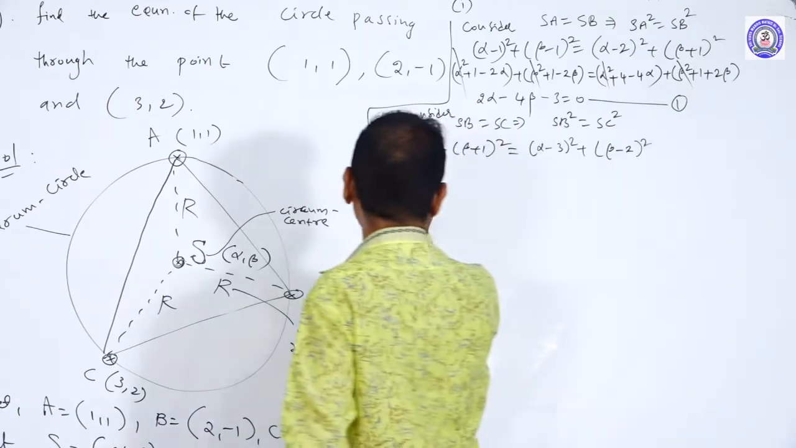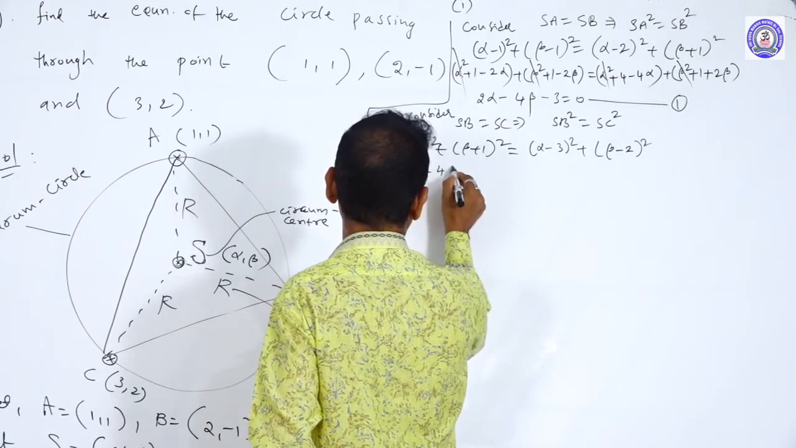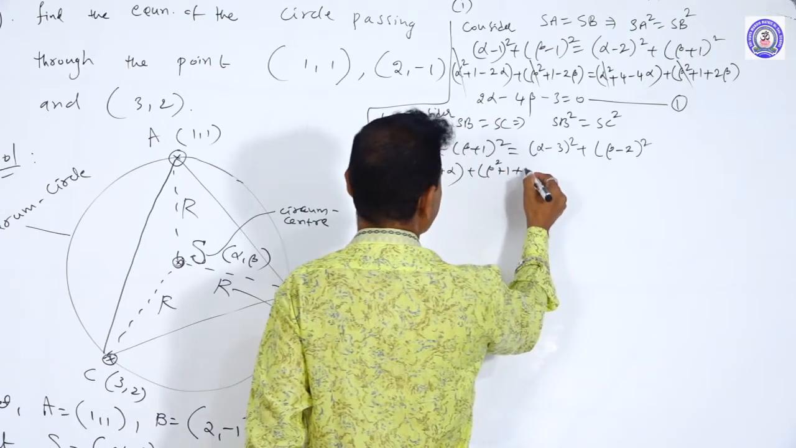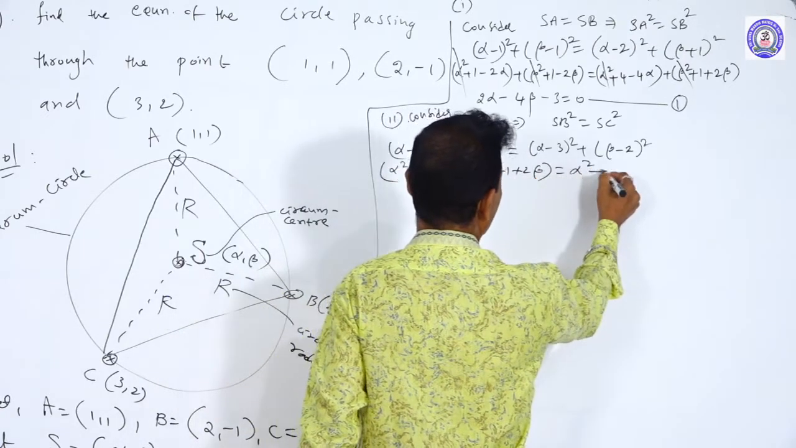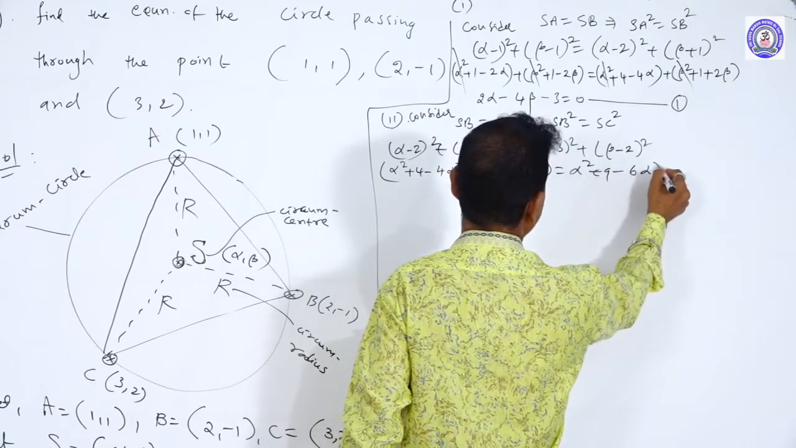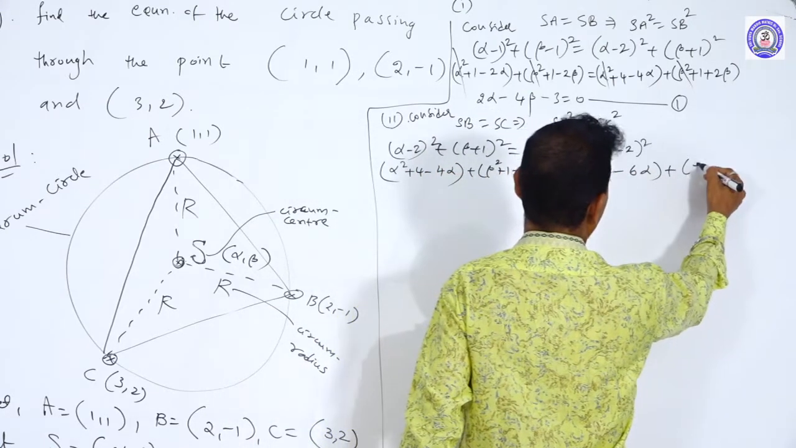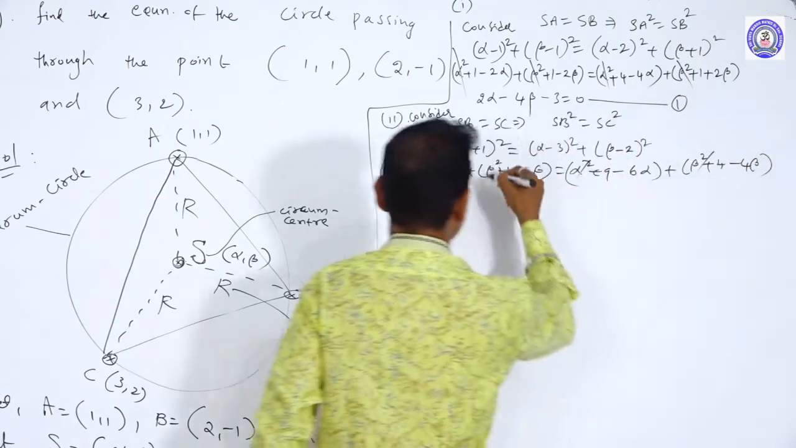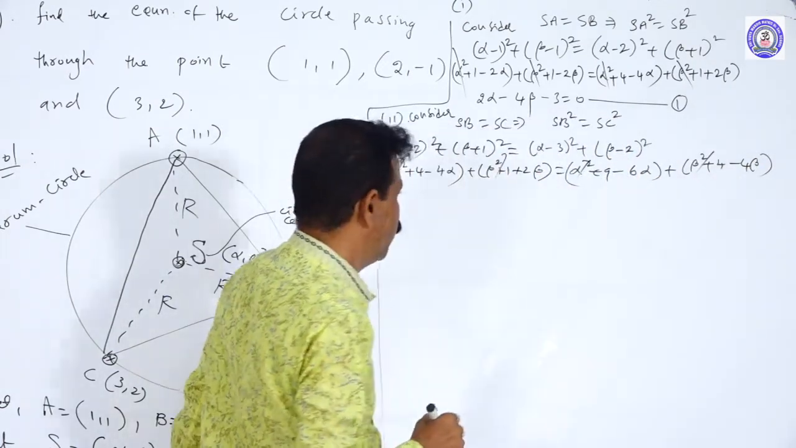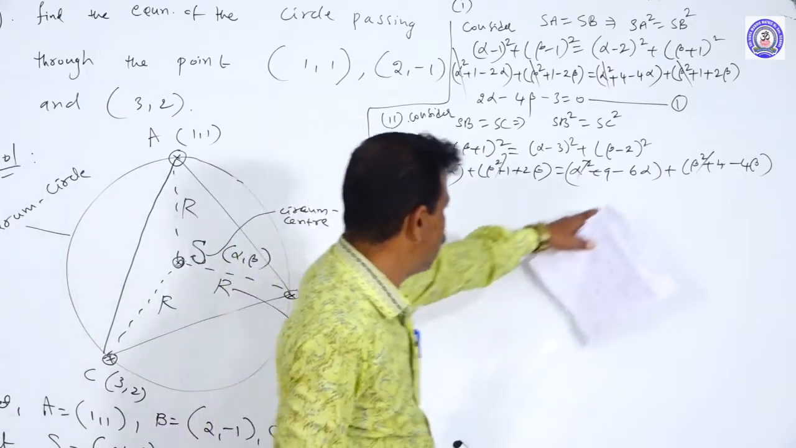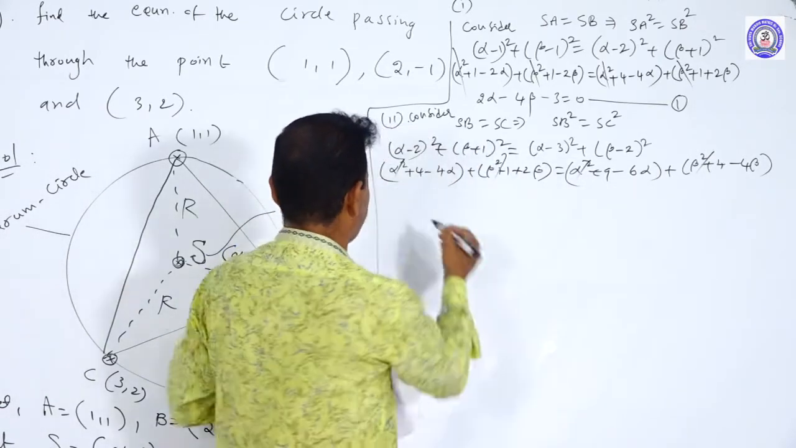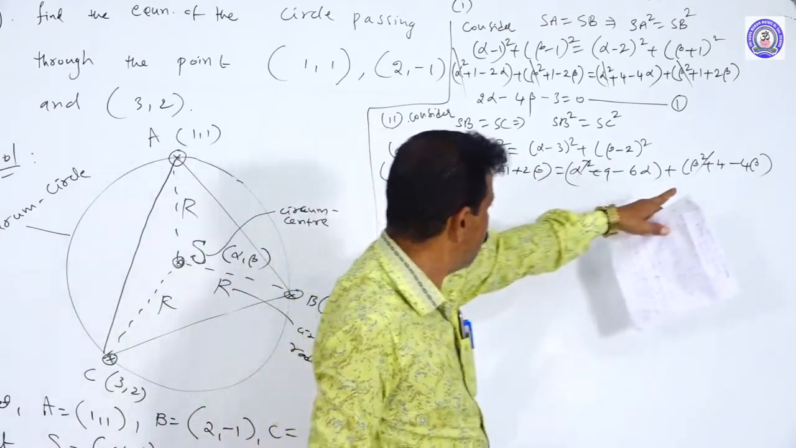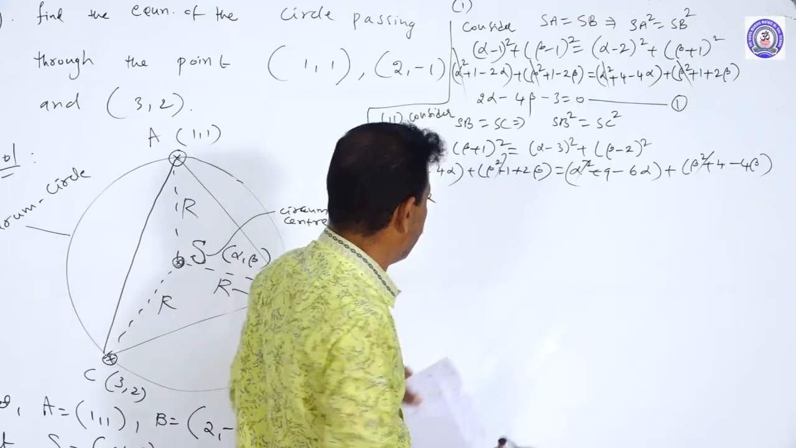Our expansion: alpha square plus 4 minus 4 alpha plus beta square plus 1 plus 2 beta is equal to alpha square plus 9 minus 6 alpha plus beta square plus 4 minus 4 beta. Beta square and alpha square cancel on both sides. Remaining alphas: minus 6 alpha on this side plus 6 alpha minus 4 alpha, 2 alpha. Betas: minus 4 beta here plus 2 beta, 6 beta.